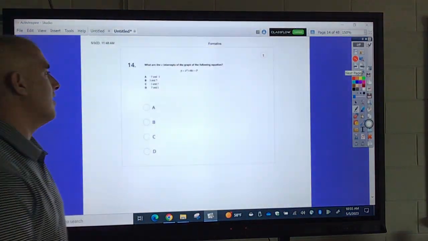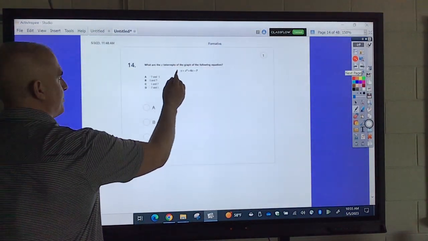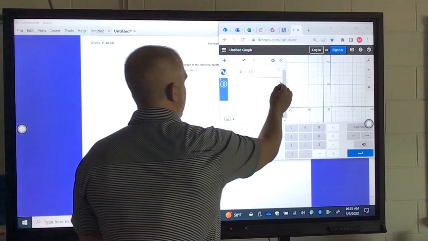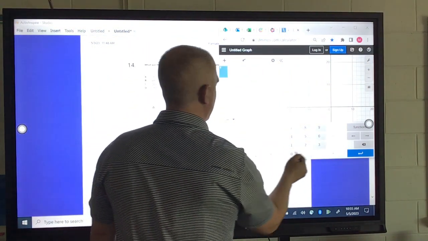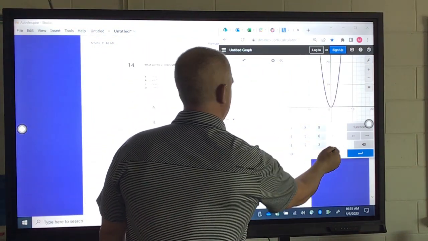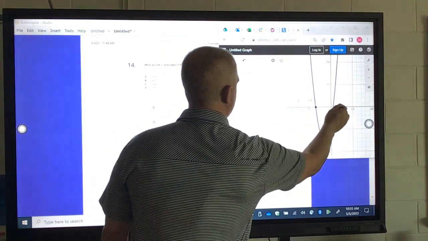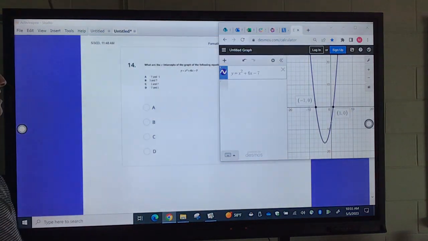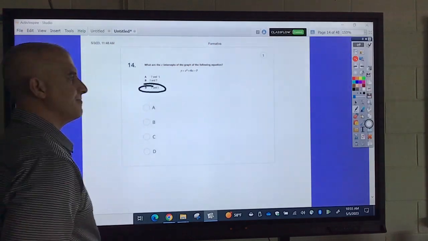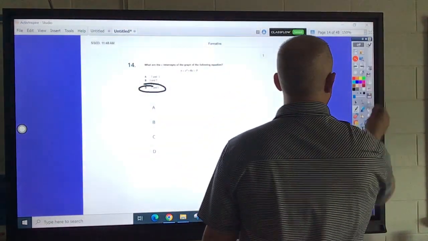Okay? All right, this one asks for the x-intercepts. You can type the y. The y doesn't really matter. Okay? You can type that. Y equals x squared plus 6x minus 7. Touch where it crosses. Negative 7 and 1. And that would be letter D. Okay? So as you see, a bunch of those, real easy.